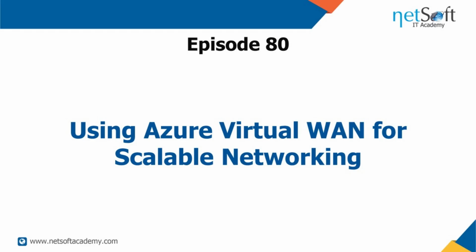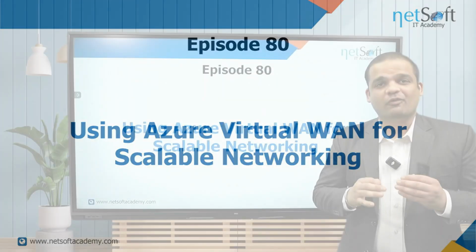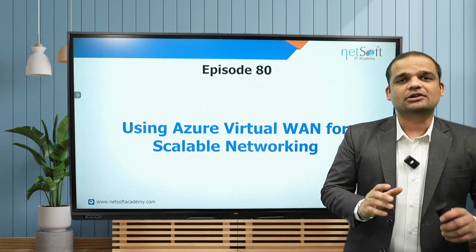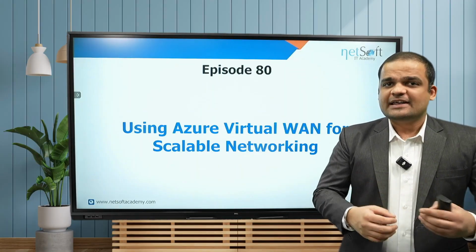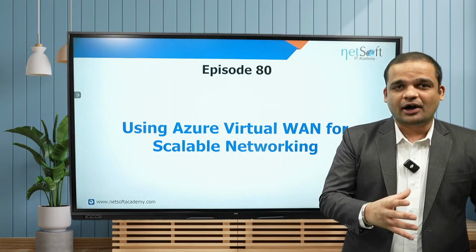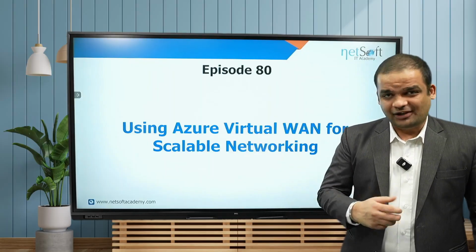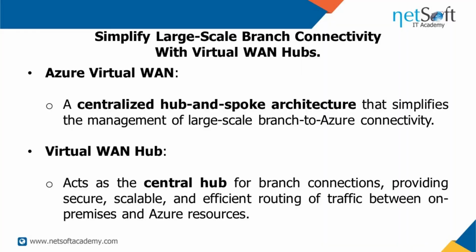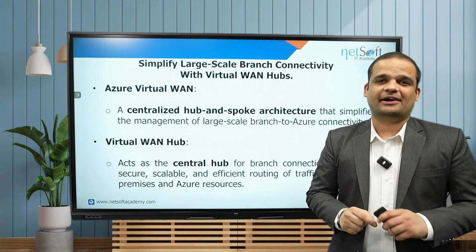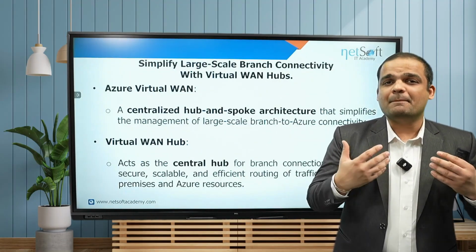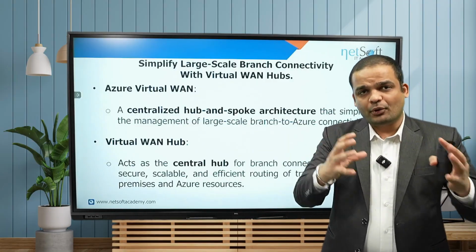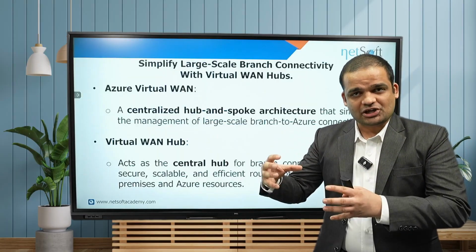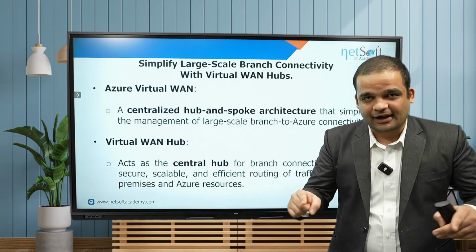Welcome. Today we will explore how Azure Virtual WAN helps simplify large-scale branch connectivity and how Virtual WAN Hubs streamline the management of branch to Azure communication. So let's get started. Azure Virtual WAN offers a centralized hub and spoke architecture. It simplifies the management of large-scale connectivity by consolidating branch to Azure communication into just one unified platform.